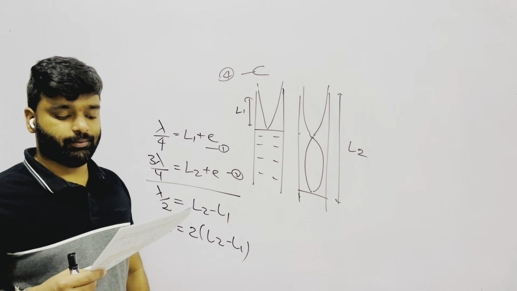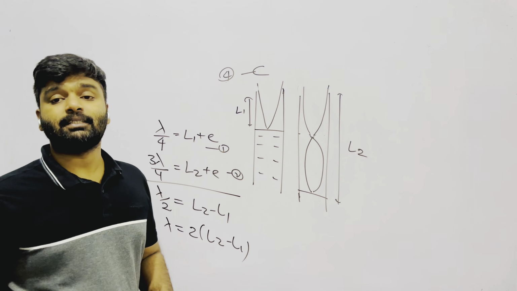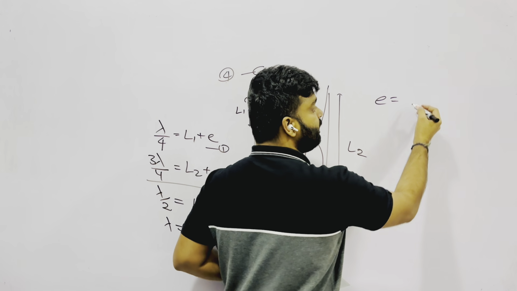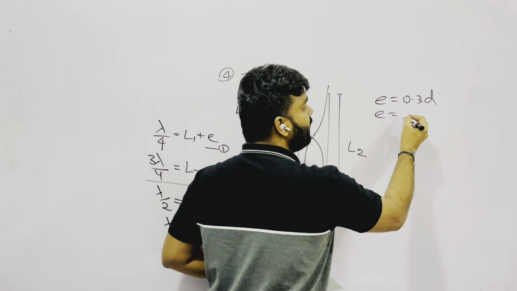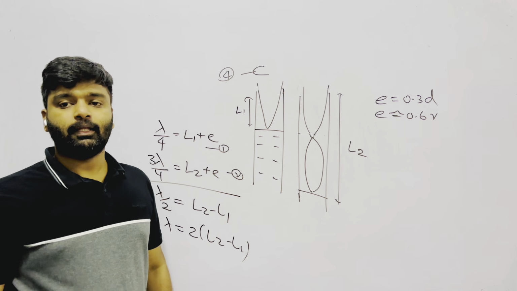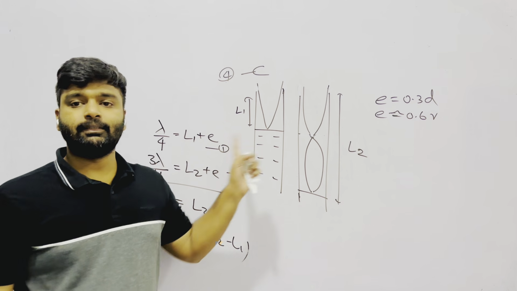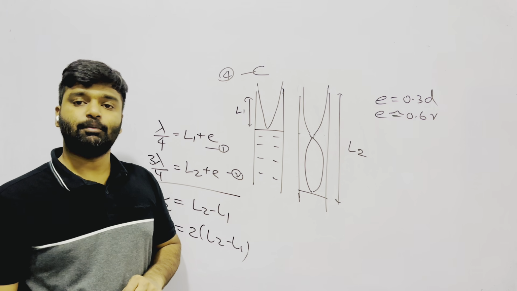Answer is the third one. And you must know, in both tubes, end corrections are the same, because the end correction depends on the diameter. That is roughly 0.3 times the diameter, or you can say roughly 0.6 times the radius of the tube. Therefore, it doesn't depend on the length. It depends on the diameter. In both instances, the diameters are the same. Therefore, their end corrections will be the same.